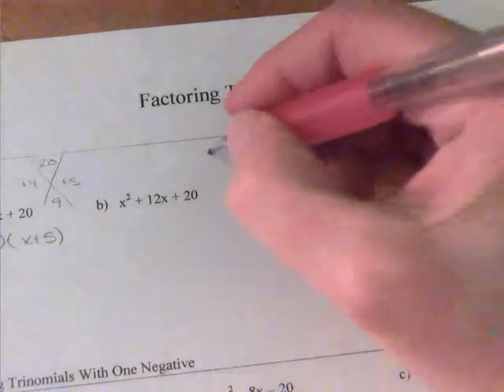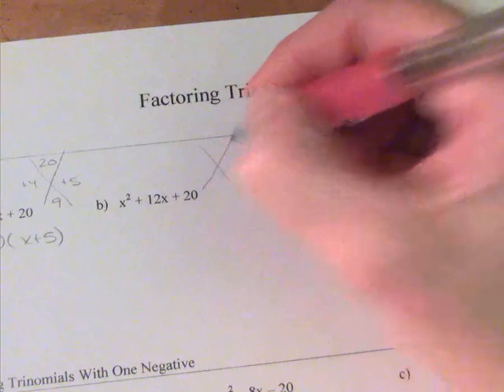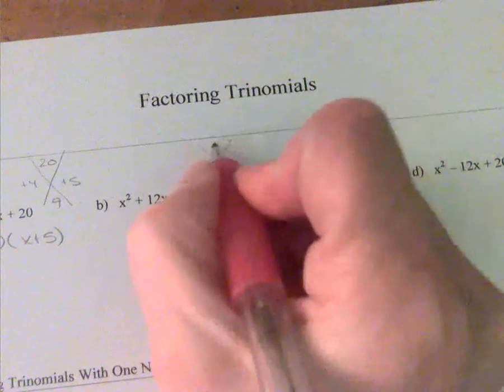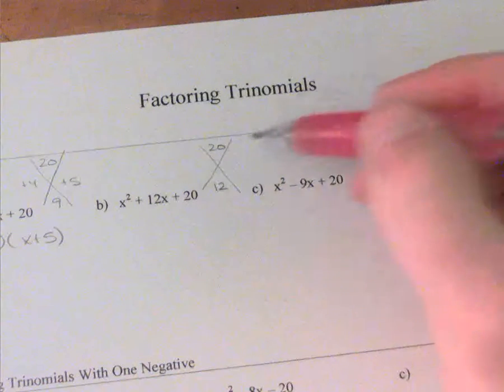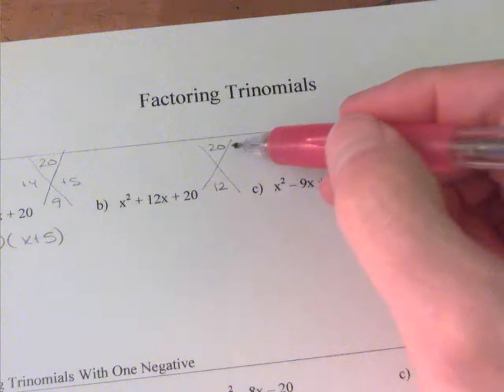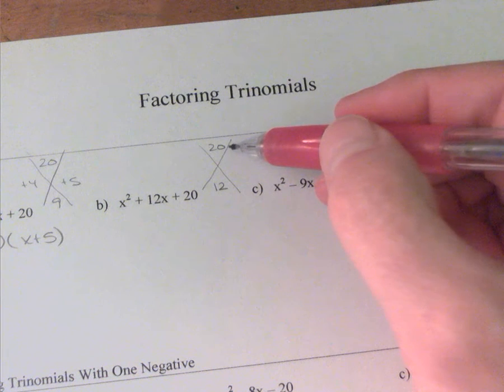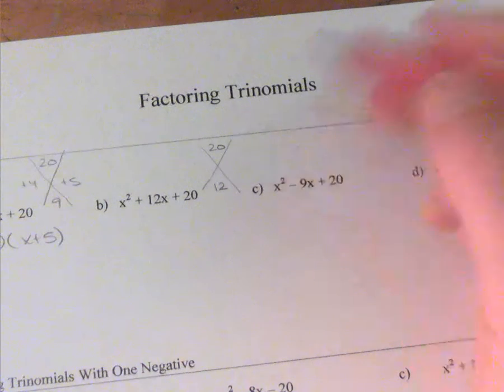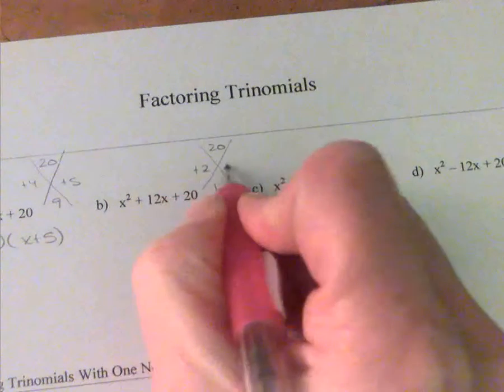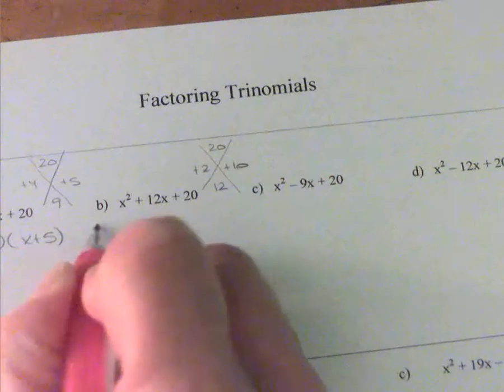So let's do some more factoring. We're looking for a product of 20 and a sum of 12. I have 1 and 20, 2 and 10, or 4 and 5. So 2 and 10 will add to 12.